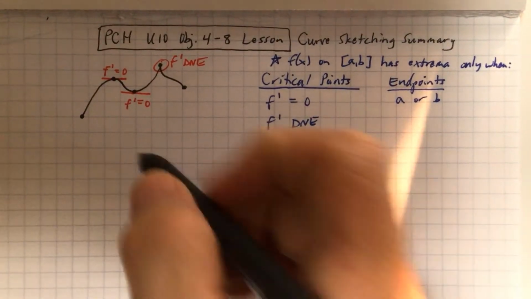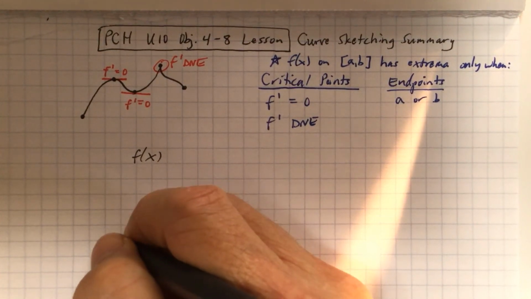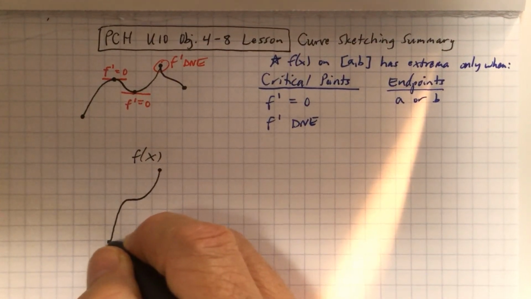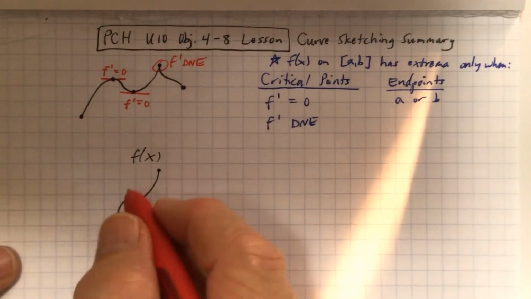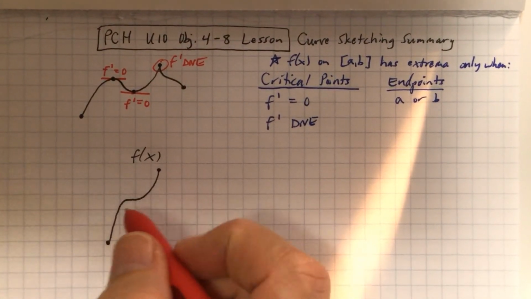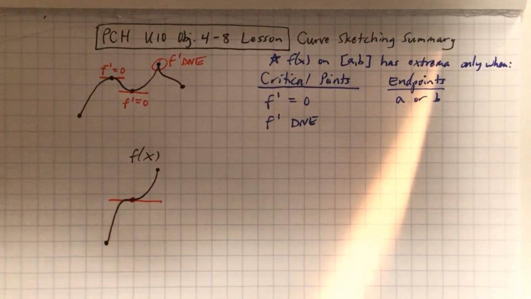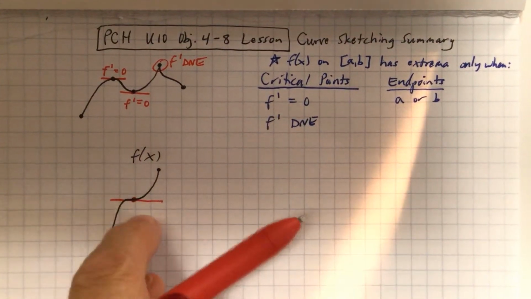So here's an example. Let's say we have f of x, and let's say f of x looks like this. All right, so we have a closed interval. Now, the extreme value theorem guarantees that we will have an extreme value somewhere. We will have an absolute max and an absolute min somewhere on that closed interval. We have to have an absolute max and an absolute min on an interval if the function is continuous on a closed interval. But it doesn't mean we're going to have it where f prime equals 0.